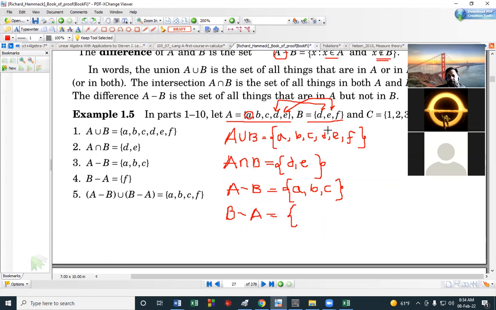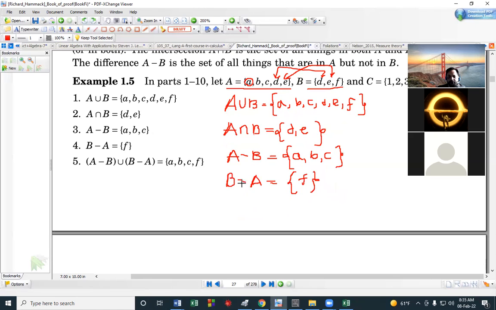Sir, just F, because F is only F, letter yes, that is not present in A, right? So if we say in words, it is the set of elements of B that are not elements of A. So the only element of B that is not an element of A is the element F. So notice from here, A minus B is not in general B minus A.